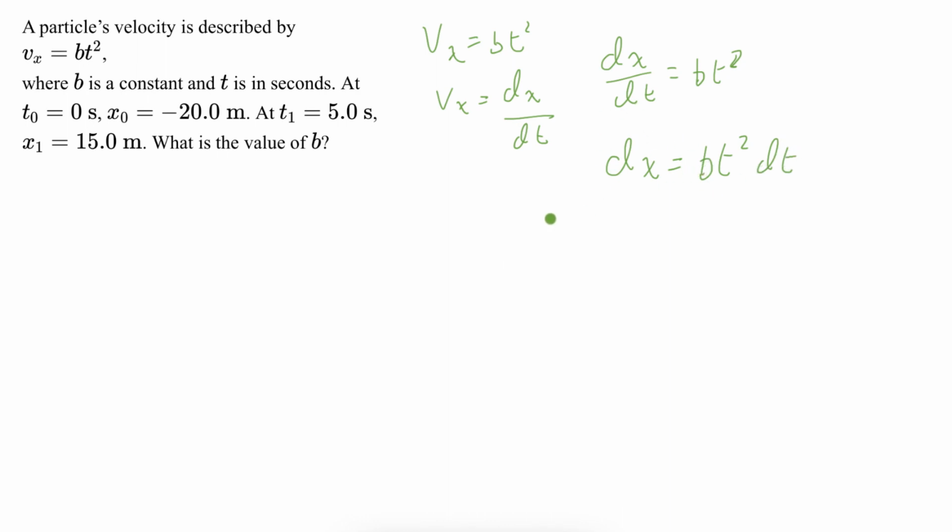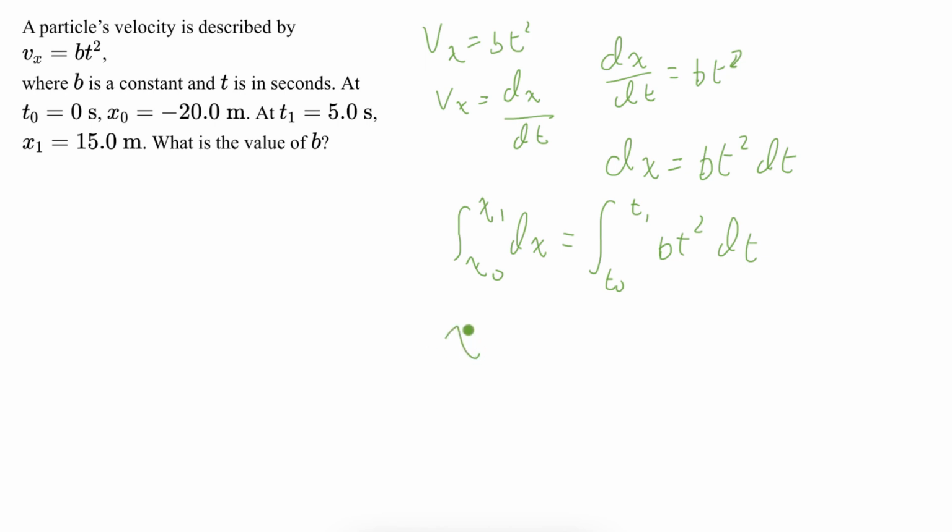And now we can just integrate both sides. So we can say that the integral from the initial position to the final position with respect to x is equal to the integral from the initial time to the final time of bt squared with respect to t. Now b is a constant, so we can just move it in front of the integral. And as for the left side, this is really simple.